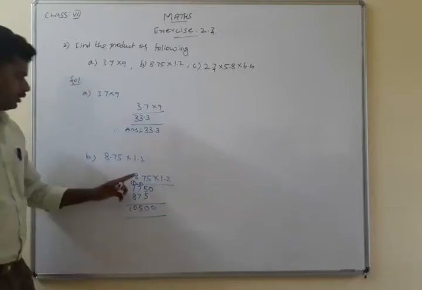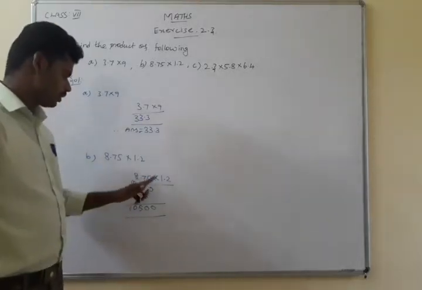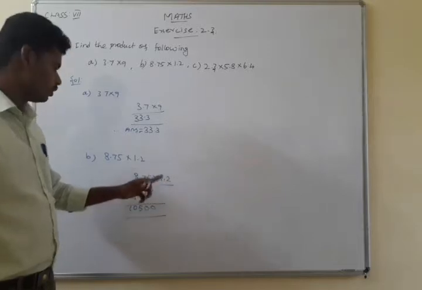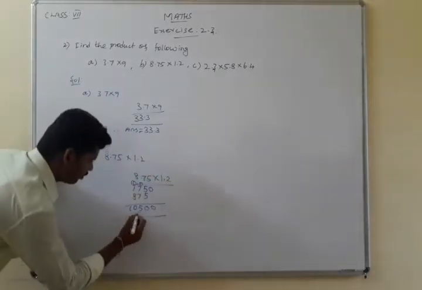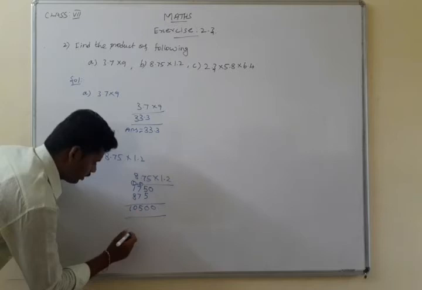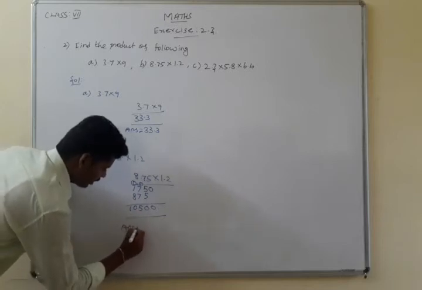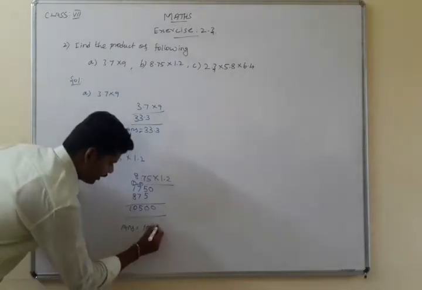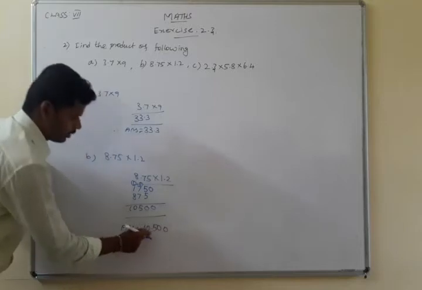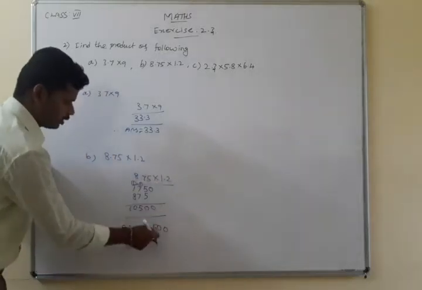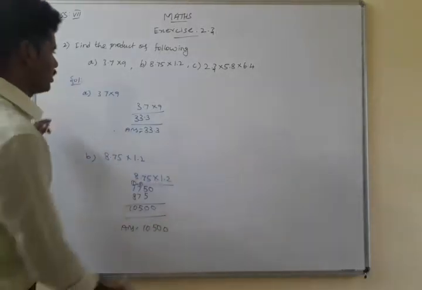So this is coming. Here 2 decimal places, here 1 decimal place, total 3 decimal places. So 1, 2, 3. Answer: 10.500. Here 3 decimal places: here 1, here 2, total 3. Now C question.